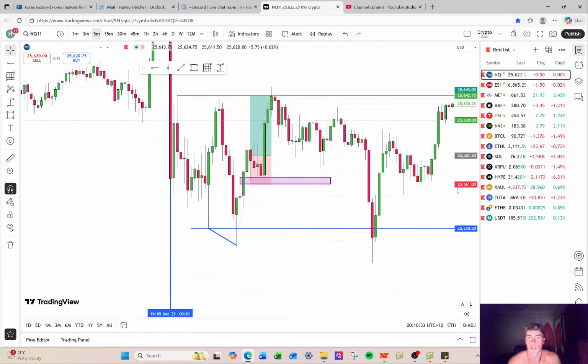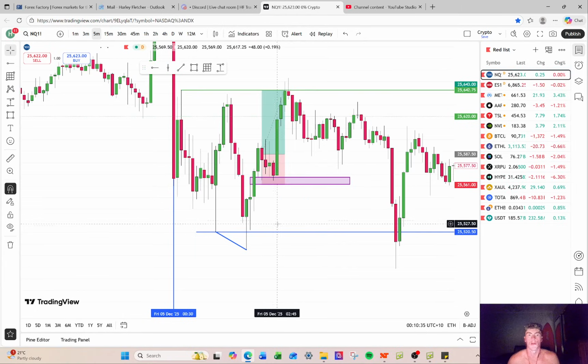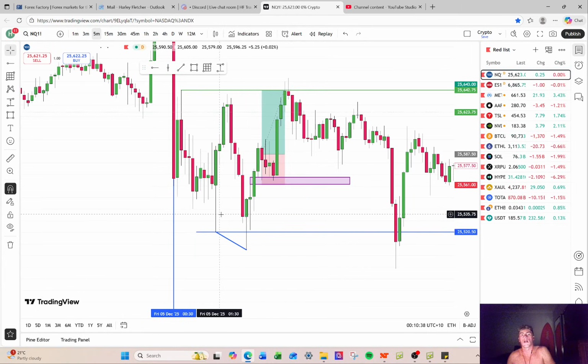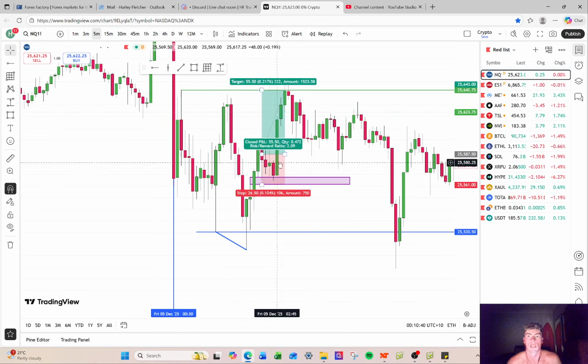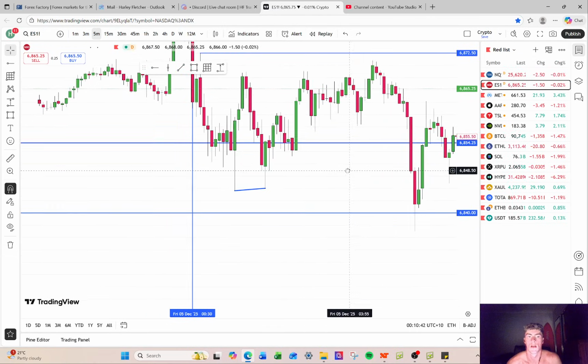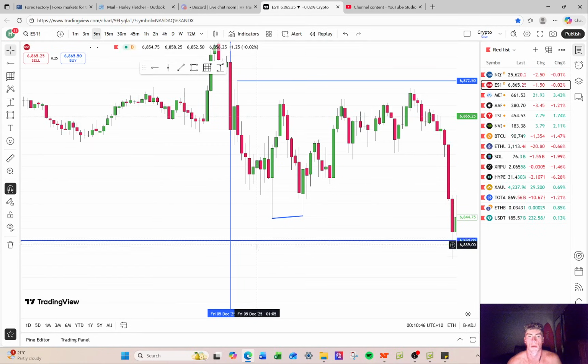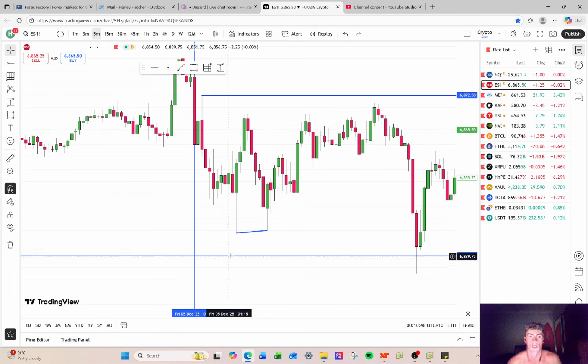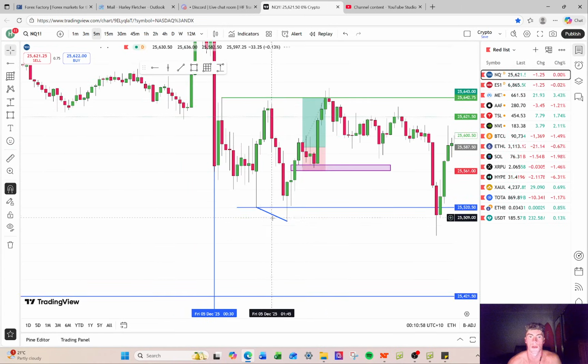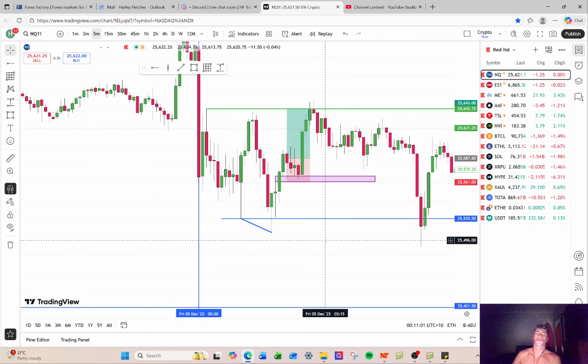We end up coming down and sweeping that hourly low again. We also created an hourly SMT, where ES didn't sweep these hourly lows at all. So that's the hourly SMT. And then we also created the 5-minute SMT, where ES stayed above these 5-minute lows and NASDAQ pushed below them. So this is really strong confluence.